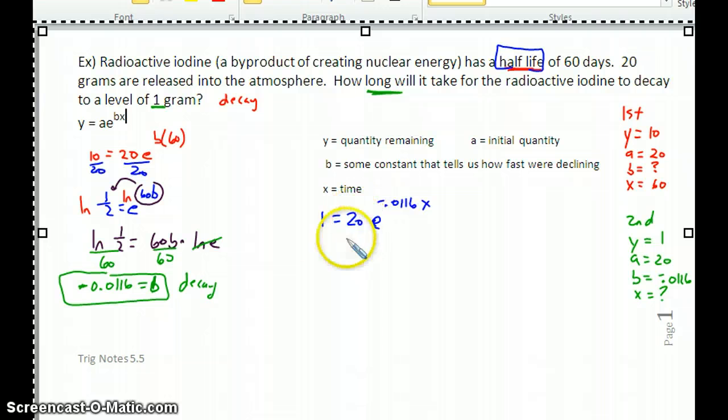So now this time, when I divide by 20, I'm not going to get 1/2. That's only going to be true the first time that I do that, when I'm setting up my half-life problem. Now that I know my growth rate, I'm not trying to get half anymore. So 1 over 20 is equal to e raised to the negative 0.0116x. Apply natural logs to both sides to solve. This would come out as a coefficient in the front.